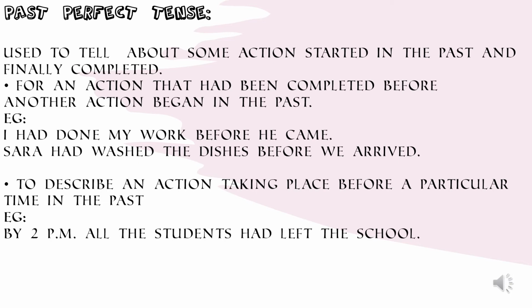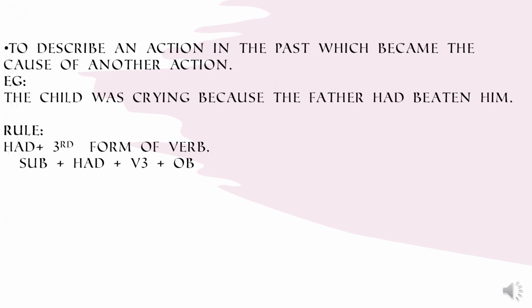In these two sentences, we show that the first one is complete before another action began in the past. Understand? It is also used to describe an action taking place before a particular time in the past. Example, by 2 p.m. all the students had left the school. And next, to describe an action in the past which became the cause of another action. Example, the child was crying because the father had beaten him.